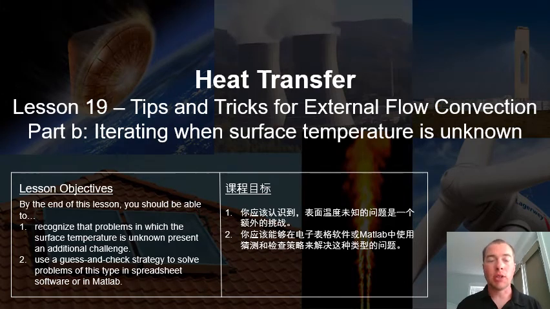This is the second part of the 19th lesson in heat transfer. In the 19th lesson, we have been discussing tips and tricks for solving external flow convection heat transfer problems. In the first part of the lesson, we looked at the principle of superposition in heat transfer. In this second part of the lesson, we will discuss how to solve problems when the surface temperature is unknown.